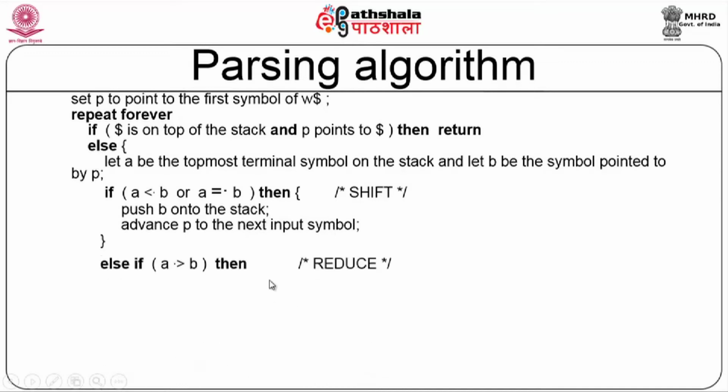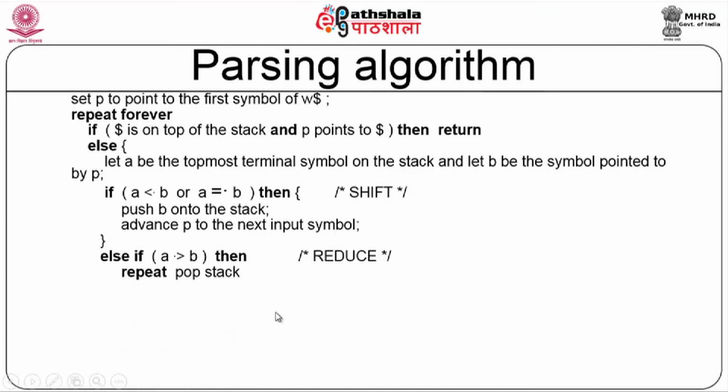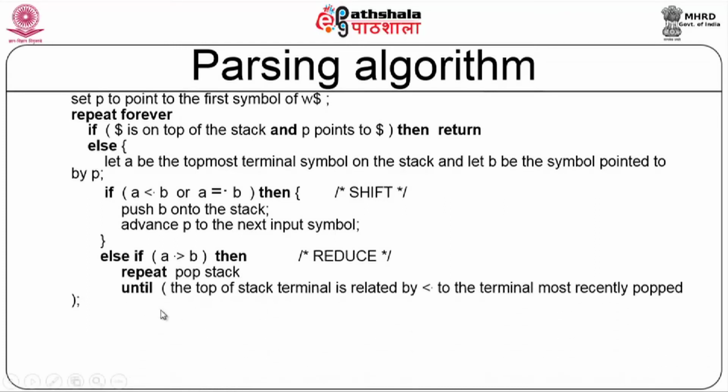On the other hand, if A is greater than B, that is, the precedence of the stack symbol is higher than the precedence of the input, then you start reducing. Reducing in the sense that you pop the stack until the top of the stack terminal is related by less than to the terminal recently popped. So, this is your terminating condition. You compare again the top of the stack terminal, which is related by less than to the terminal recently popped.